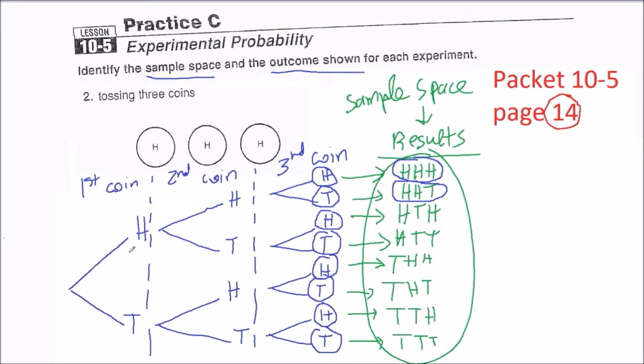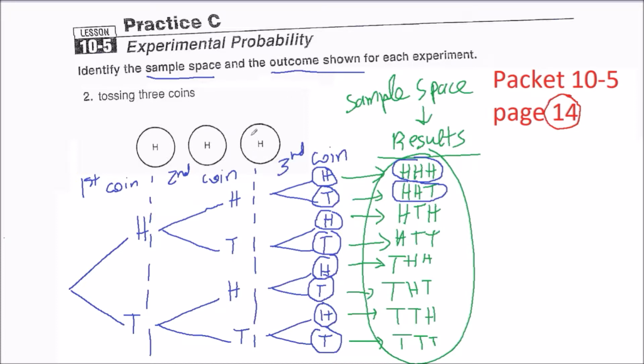And that corresponds to 2 possibilities for the first coin times 2 possibilities for the second times 2 possibilities for the third. 2 times 2 times 2 would give you 8. Again, you don't have to worry too much about that right now, but that is something we will look at later on before our final test here.